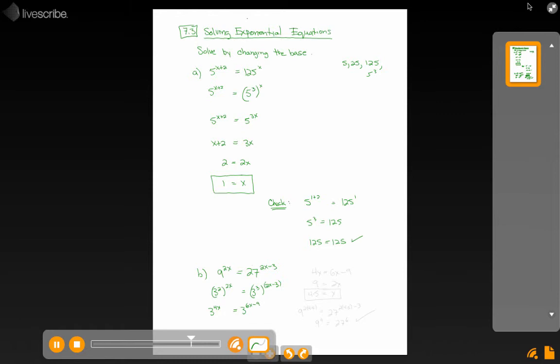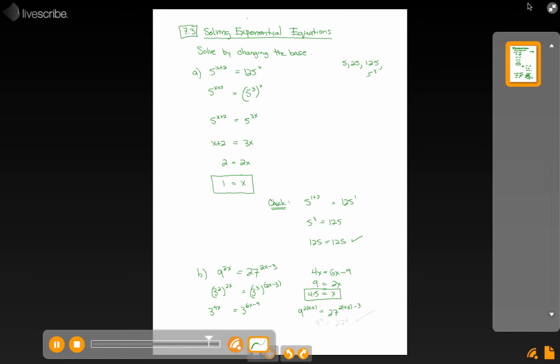Now I'm at the spot I want it to be, where I have a common base on either side of the equation, which means these exponents must be equal to each other. 4x equals 6x minus 9 means that 2x equals 9, which means that x equals either 9 over 2 or 4.5. And again, you'd want to check this and say, does 9 to the 2 times 4.5 equal 27 to the 2 times 4.5 minus 3?